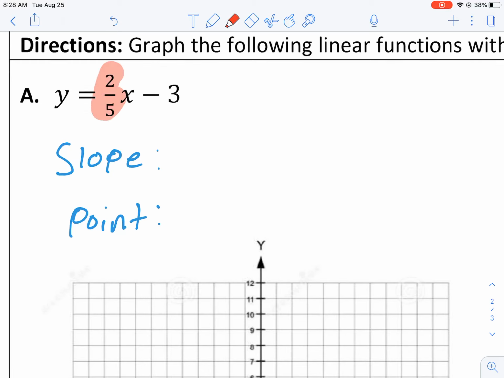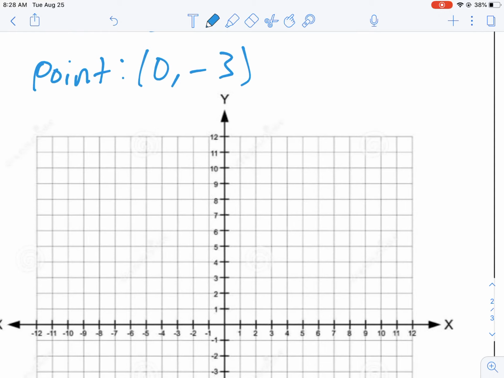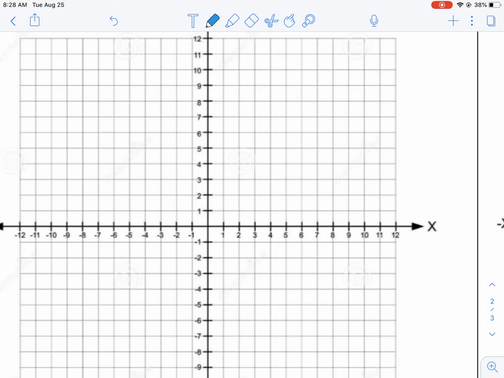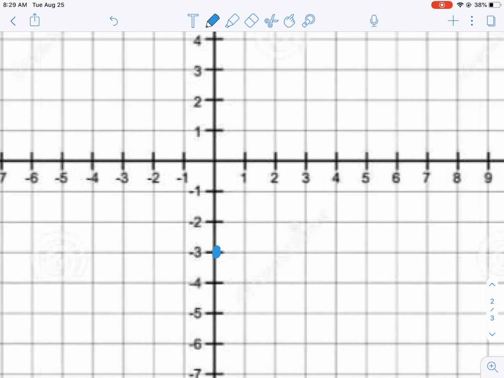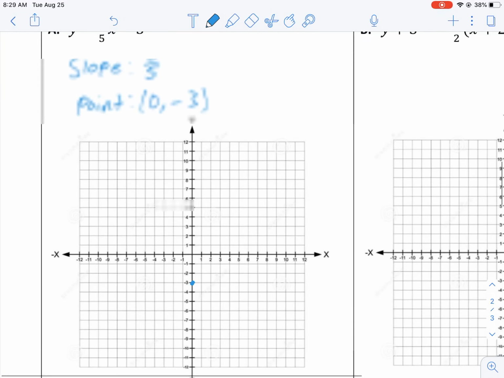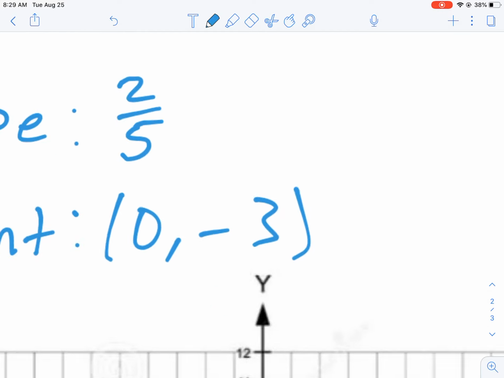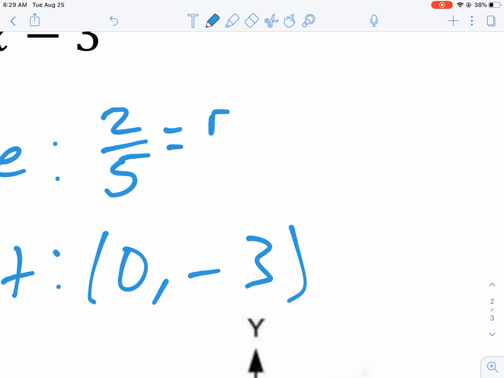So our slope is our number in front of x, that's 2/5. Our point is the y-intercept, so we know the x value is going to be 0, so it's (0, -3). When you're graphing, the point is always your starting point, wherever that is. So our starting point is (0, -3). We're going to plot that point, and then we are going to count off our slope. Remember, slope is rise over run.